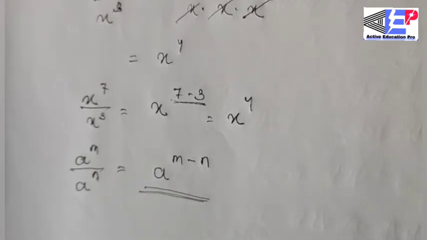Maybe m is greater than n, otherwise n will be greater than m, no problem. If m is greater than n, then the result will have a positive power. If n is greater than m, the result will have a negative power. I am also going to show some problems regarding negative power and positive power. So let's see.